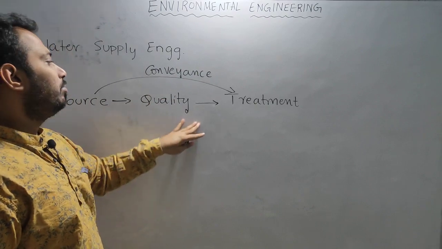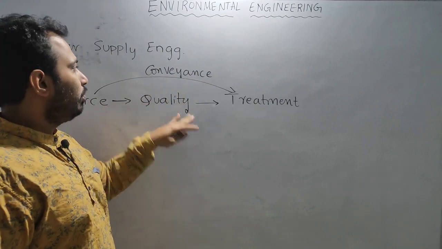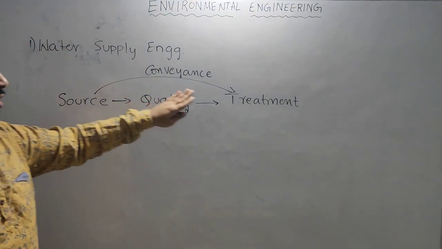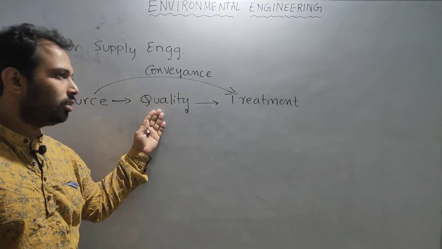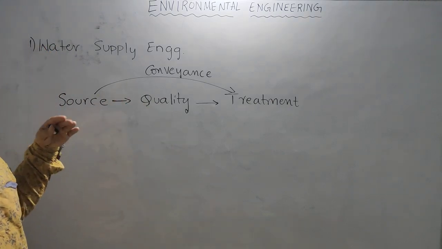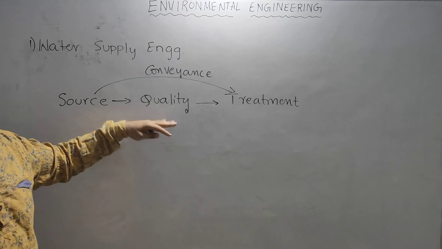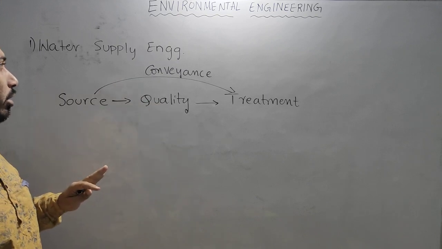Quality testing is not a component, it is just a requirement. This is different. Conveyance needs a structure, whereas quality testing does not need a structure. For quality, testing apparatus is needed. So it is not a structure, rather it is a testing apparatus. So this is a different thing.